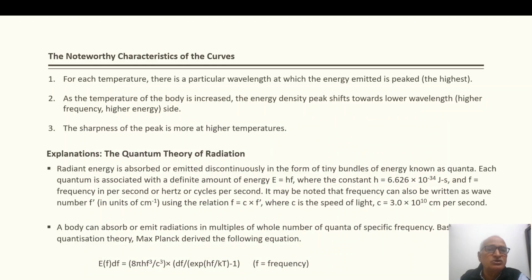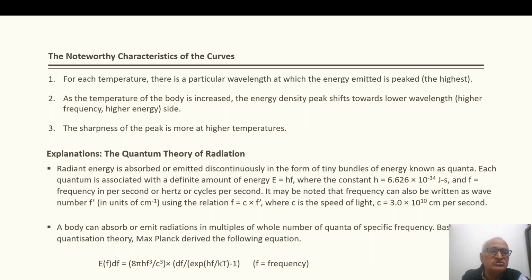The following are the noteworthy points of the curves. For each temperature, there is a particular wavelength at which the energy emitted is peaked the highest. Second point, as the temperature of the body is increased, the energy density peak shifts towards lower wavelength, that is higher frequency, higher energy side. Third point, the sharpness of the peak is more at higher temperature.